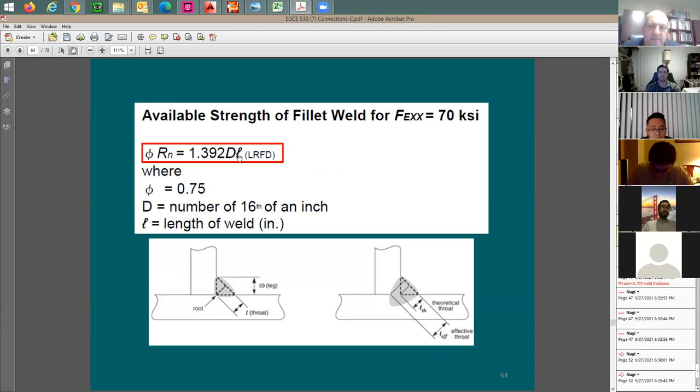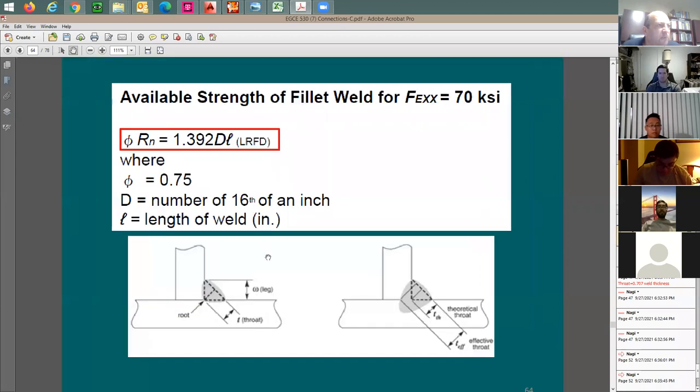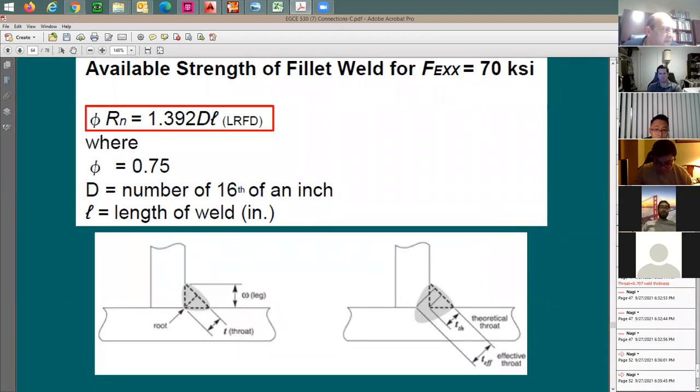times D times L. What is L? It's the length of the weld. What is D? It's the number of 1/16 inches in the weld thickness. Is it the effective, the root? No, it's the leg, not the throat, not the effective; it's the actual weld thickness. What is the actual weld thickness? It's this dimension here. So when you call the weld 1/4 inch, this is the dimension that is 1/4 inch, not this dimension here.